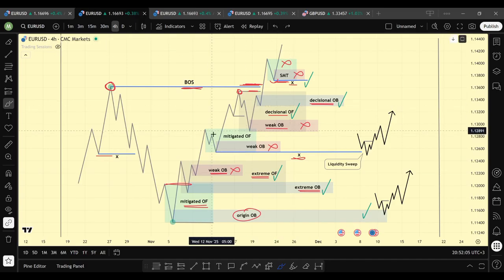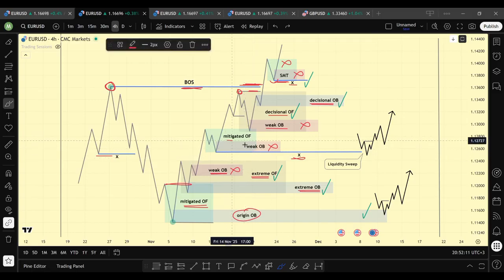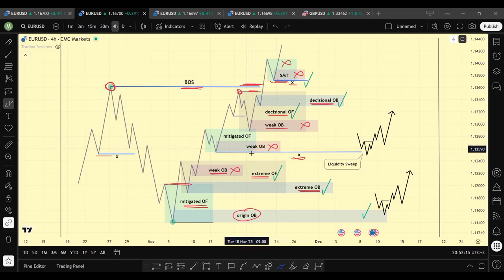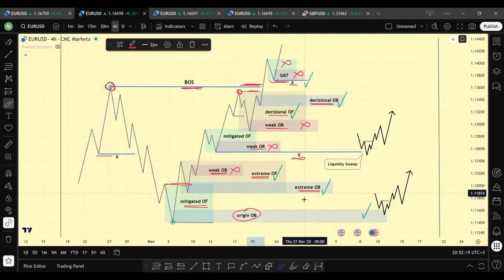Right, so getting to this order flow, you can clearly see it is mitigated. And of course, if it's a mitigated order flow, then it's invalid. You cannot use that. And this here will be weak, because I said that apart from the decisional and the extreme, with the origin order block, all the others are just weak POIs, and we cannot use them to take a trade from. So the ones you can clearly see the ticks where they are.